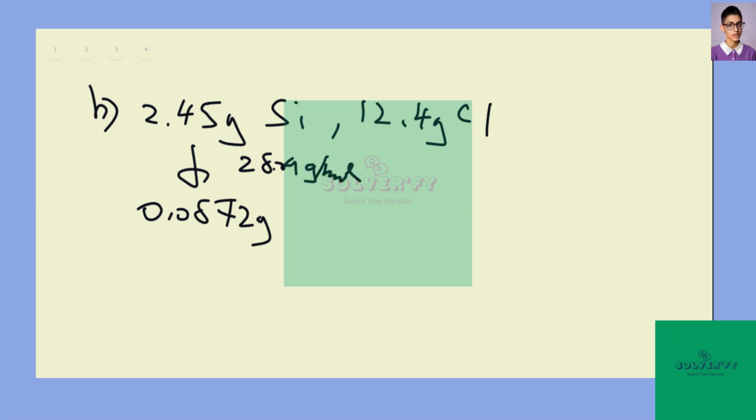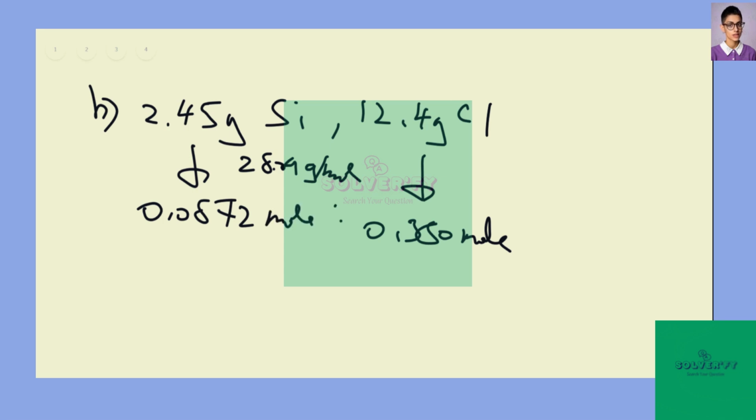And then for chlorine, we are going to take our mass divided by the molar mass, and then we will have roughly around 0.350 mole. Okay, my bad, it should be mole. Also, that is the number of moles for the silicon.